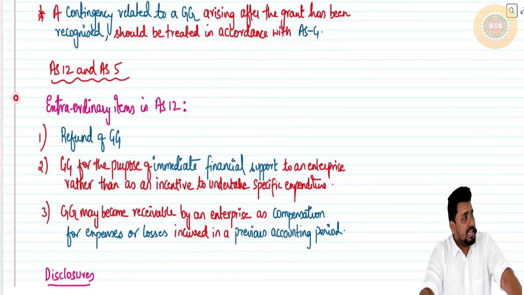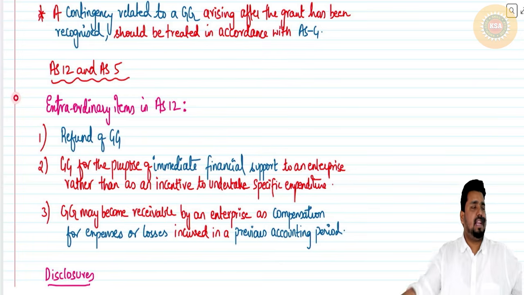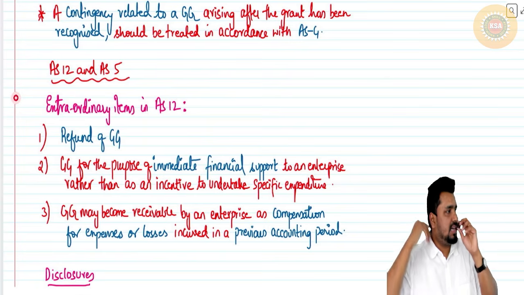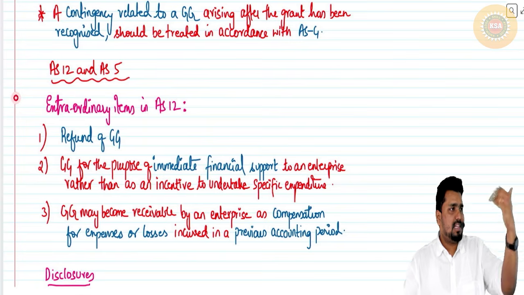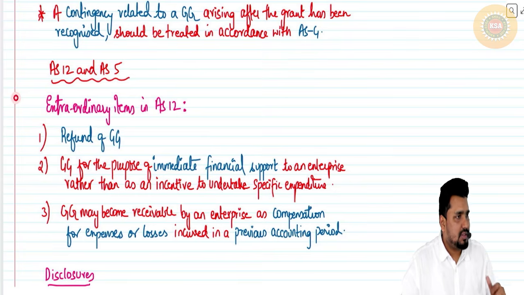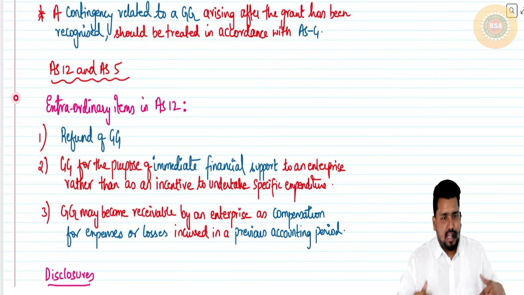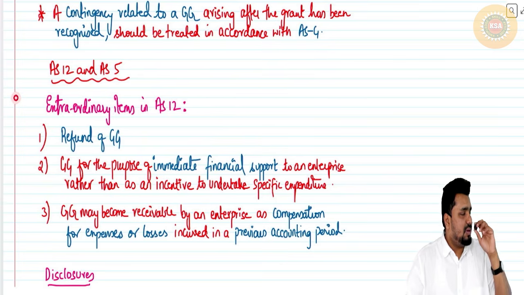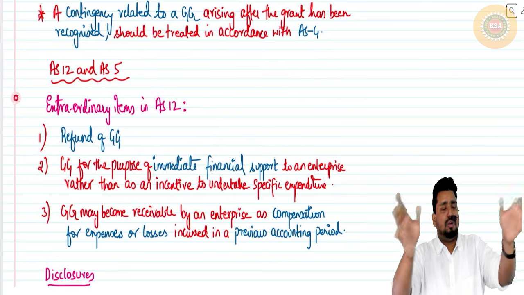Now, when I started, there were 2 approaches, the capital approach and the income approach. Initially, these people were fighting. One set of people said no, it is of capital nature, take it to capital reserve. Another set said, how can it be of capital nature without a condition, who will give it? So it should be treated with the income approach. Then AS12 gives clarity, so people don't fight.